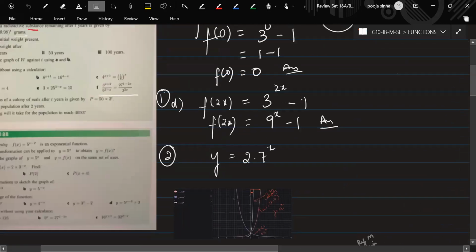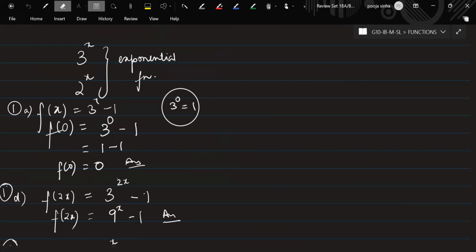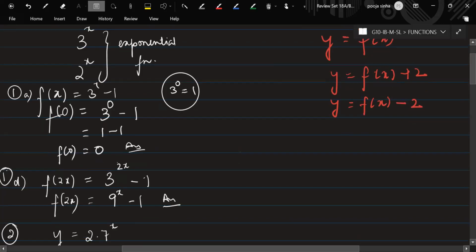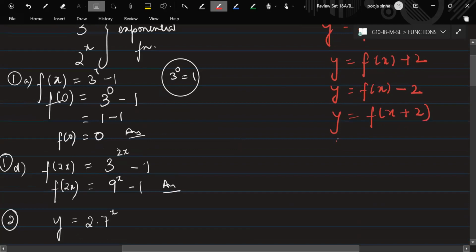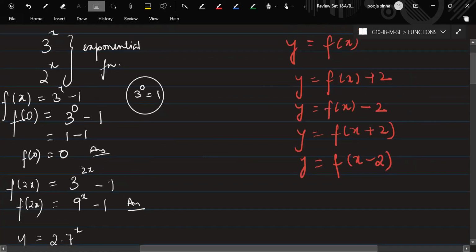Okay, so suppose I have y equals f(x). This is my original one. Y equals f(x) plus 2, y equals f(x) minus 2. ये दो हम देख चुके हैं. I'm taking a number 2 consistently. You know what vertical and horizontal are going to happen in all four? That's vertical and horizontal translation.